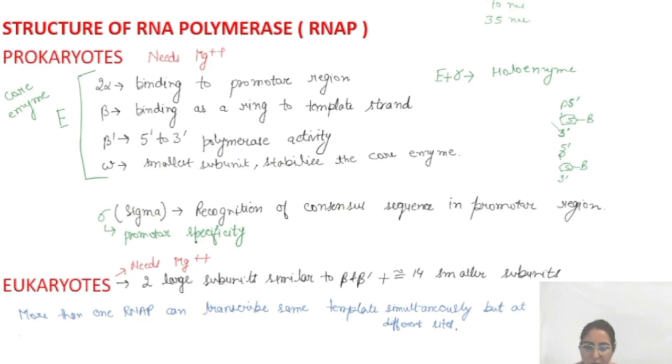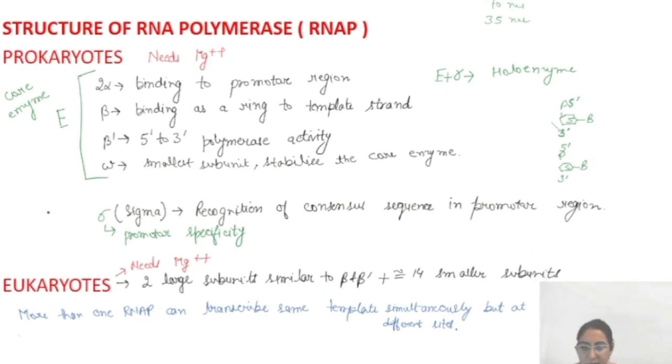So in the case of eukaryotes, the polymerase again will need magnesium. If we see the structure of the polymerase, it has two large subunits that are similar to beta and beta prime. See, beta prime is the actual active subunit with the 5' to 3' polymerase activity, and beta is needed so that it forms a ring around the template strand. So in eukaryotes, we have two large subunits similar to beta and beta prime, plus around 14 smaller subunits for various functions.